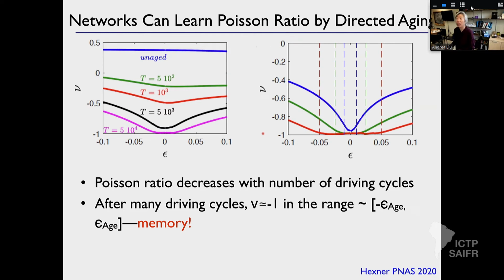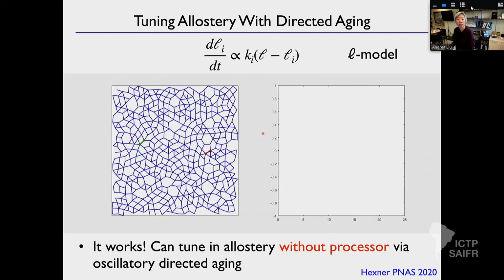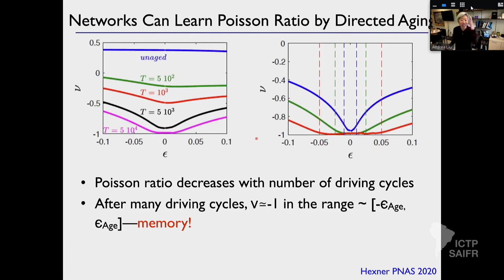How am I doing on time? Okay, we're not going to dwell on the memory. I just had to tell you the memory aspect because it's so cool.